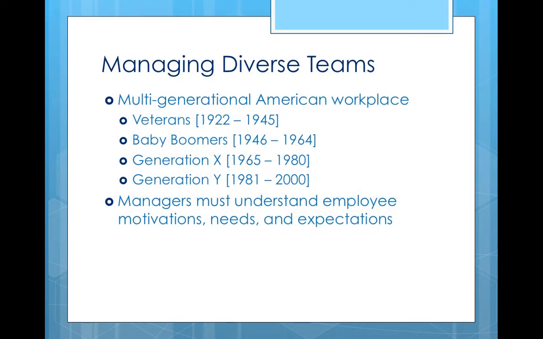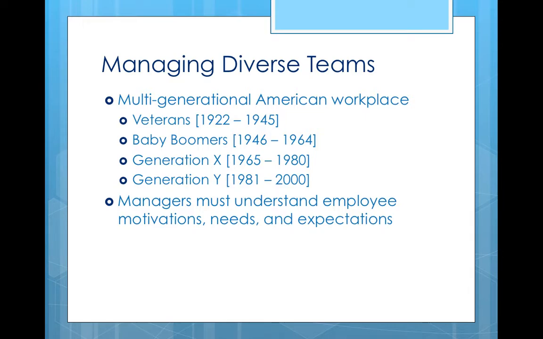All right, and lastly, managing diverse teams. The book kind of touched on this. Depending on your particular event team, you may have up to 4 different generations currently in the workplace. Veterans, who were folks born between 1922 and the end of World War II. Baby boomers, for most of us, that's our parents, born between 1946 and 1964.